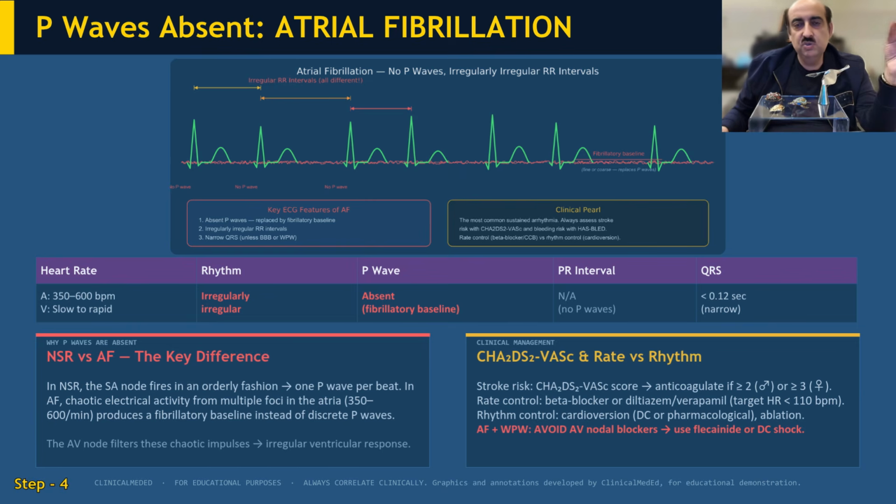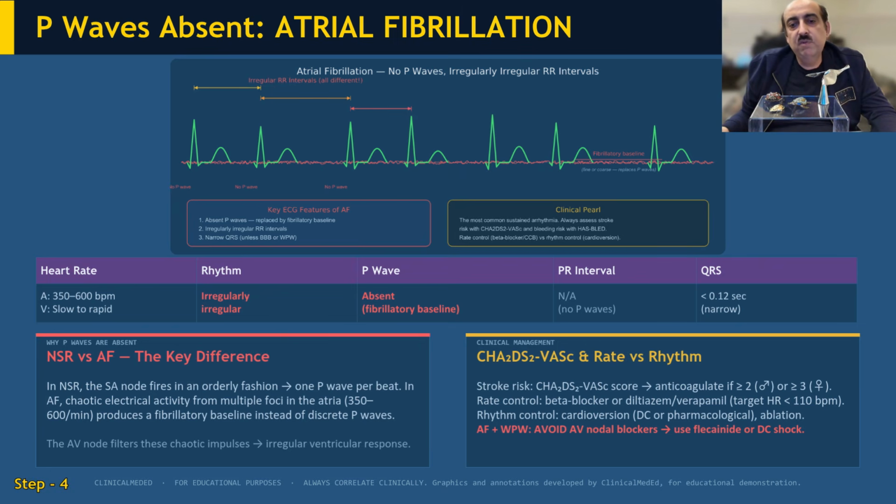The target rate is usually less than 110, and rhythm control can be done with DC cardioversion if the onset of atrial fibrillation is confirmed to be less than 3 days, or once the left atrial appendage or left atrial thrombus is excluded using transthoracic or transesophageal echocardiography. Otherwise, other than DC cardioversion, pharmacological cardioversion can also be achieved through the use of amiodarone, or radiofrequency ablation down the line if it's recurrent or symptomatic AF.